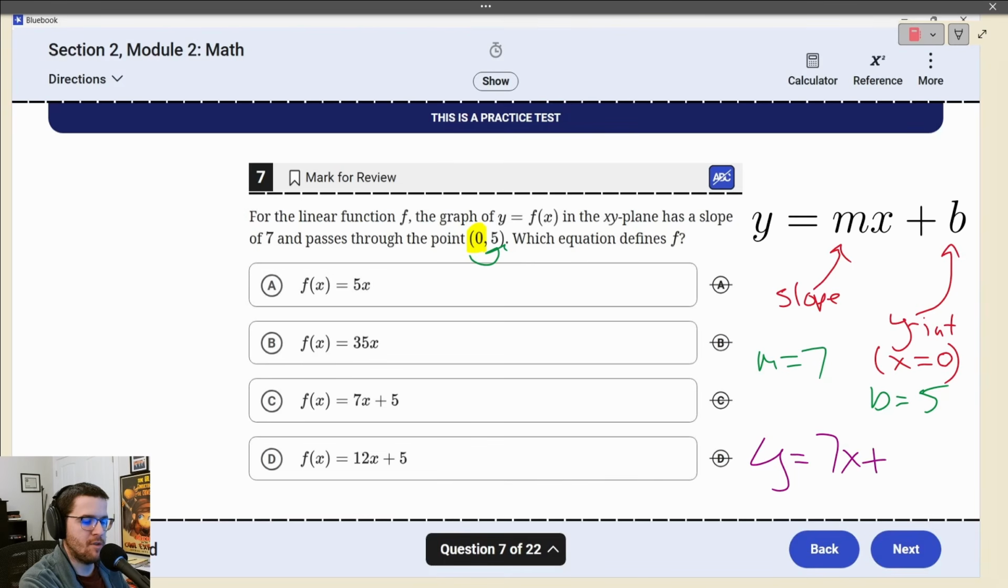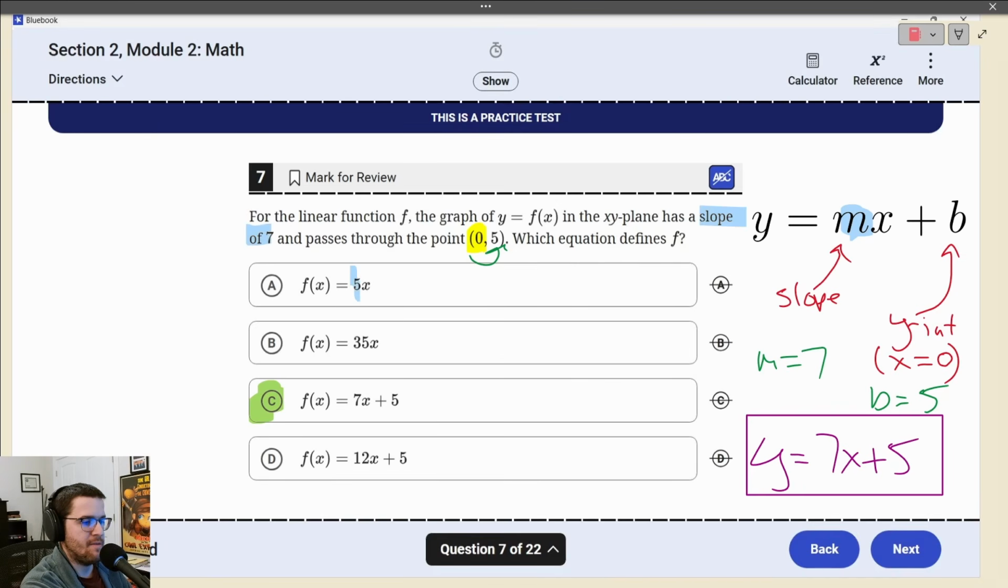Notice I'm just doing it myself without looking at the choices. I feel like it's good so you don't fall for a trap or something. Anyway, for this one, as long as you knew what slope was, you knew slope was in front of x, right? And you knew the slope is 7. You just go through and check all of them.